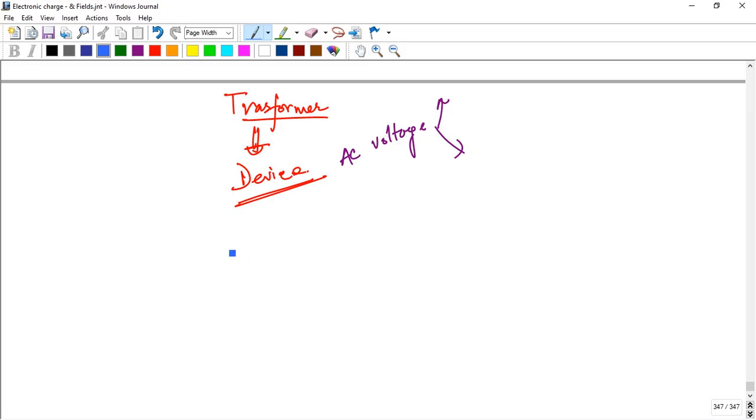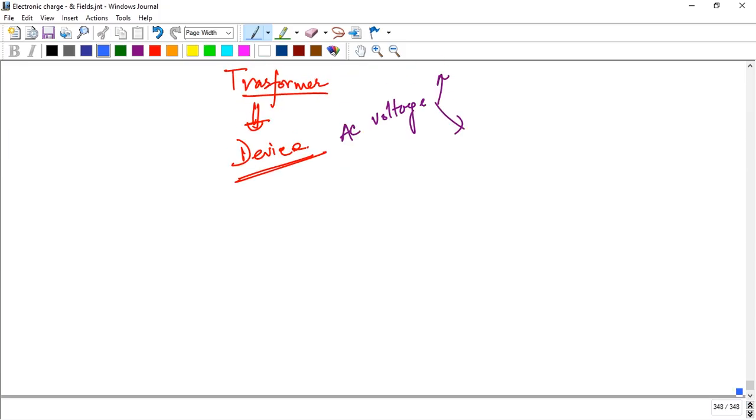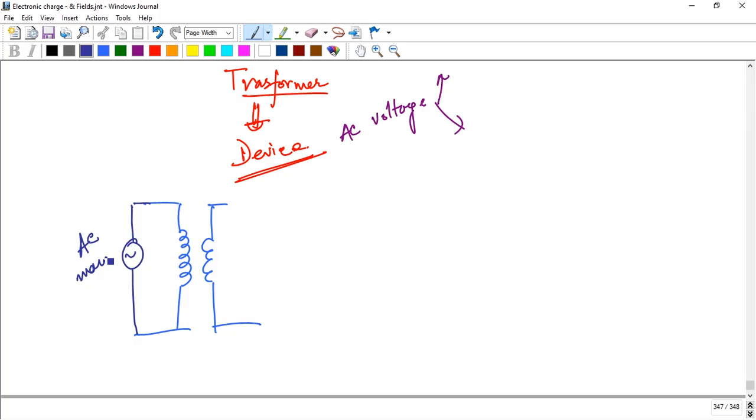There is some winding here, and another winding, two coils here. One coil is connected to the AC main power supply. That's why this coil is called the primary coil.